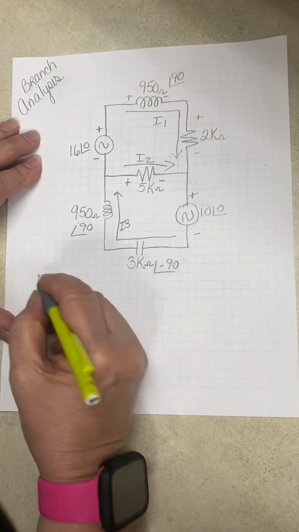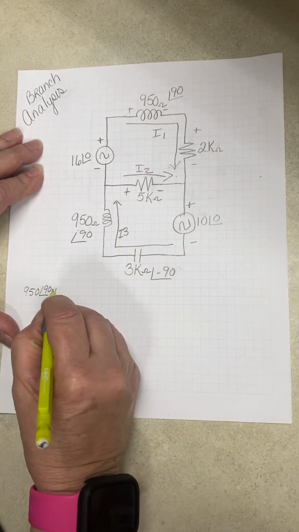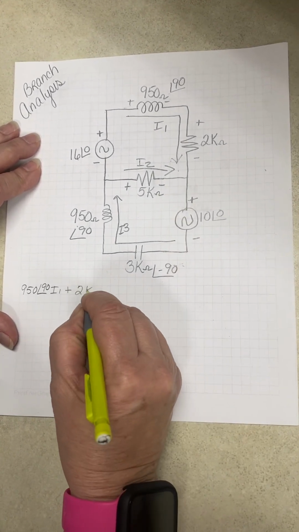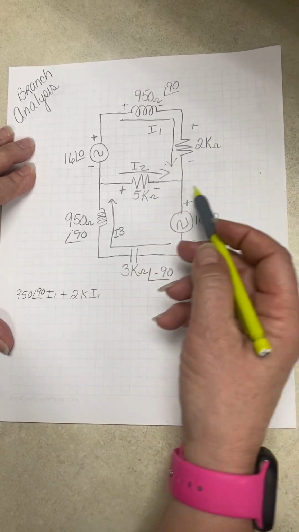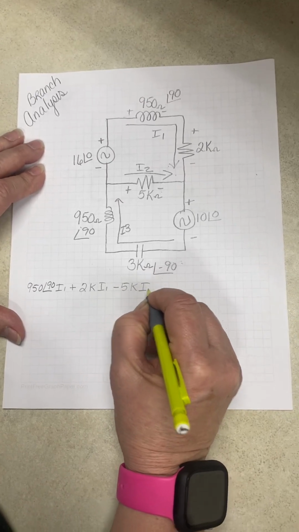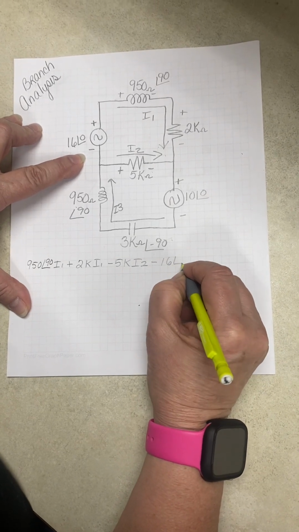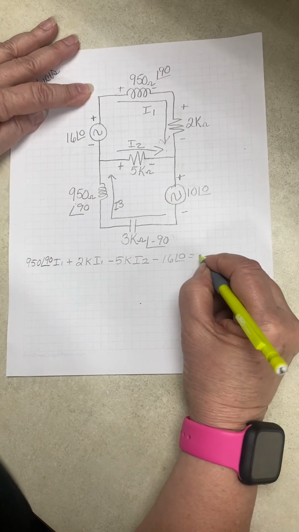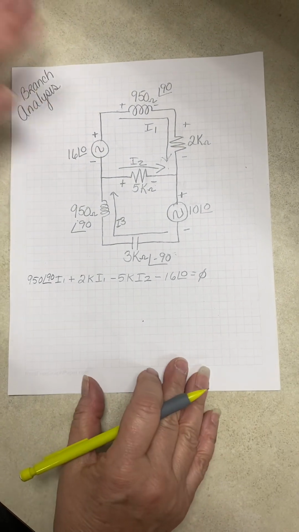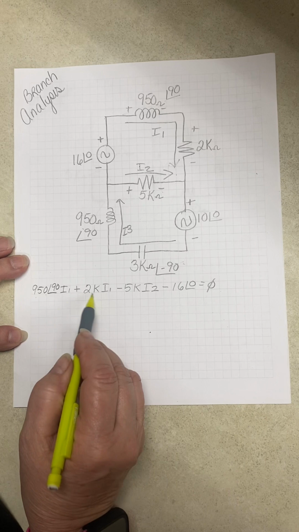The first thing I'm entering is 950 at an angle of 90, and that's I1. Make sure you put the I1 plus 2K I1 going around. We're into the negative side, so it's minus 5K I2. We're entering this negative sign, so negative 16 at an angle of 0, and now we're back to square 1. So we set it to 0. Then we put all like terms together. We put I1, I2. If we didn't touch I3, it would be 0 I3. So we have 2 terms for I1.